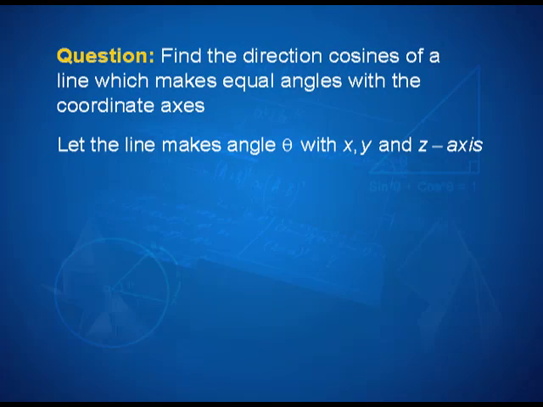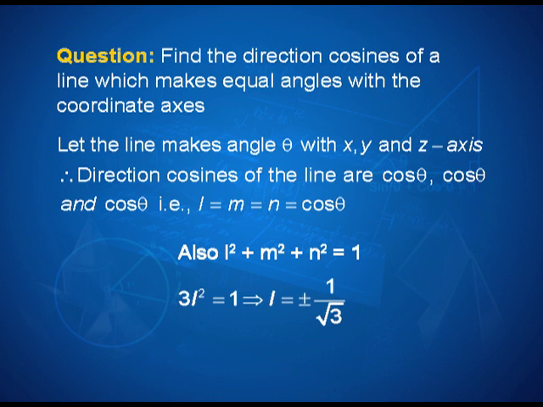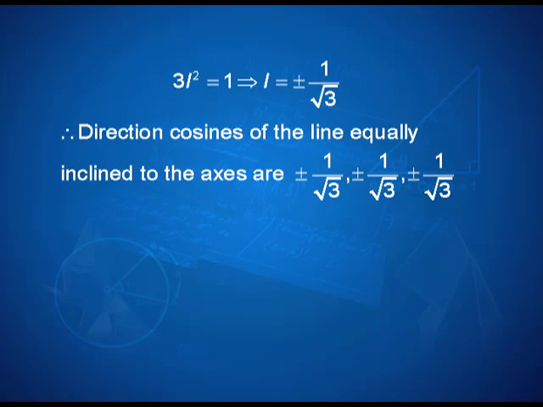If I take theta to be the angle with x, y and z axis, then direction cosines of the line are the same. So, L equal to M equal to N, and we know that L square plus M square plus N square is 1. So, that gives me 3L square equal to 1. I get the value of L as plus minus 1 by root 3. Since we do not know the direction of the line, we will accept both the values to be the required. Therefore, direction cosines of a line equally inclined to the axes are plus minus 1 by root 3, plus minus 1 by root 3 and plus minus 1 by root 3.